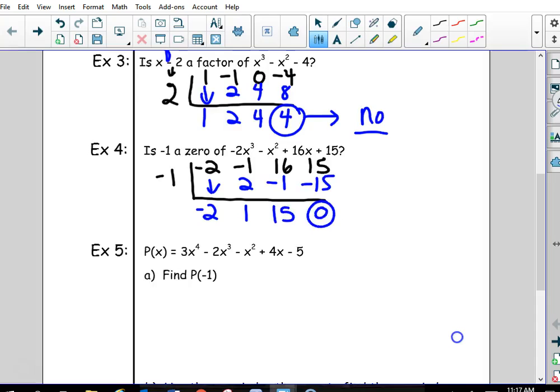Okay, I get a 0. So yes, -1 is a 0 of that polynomial.